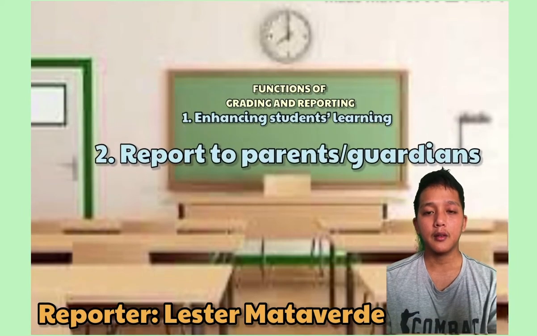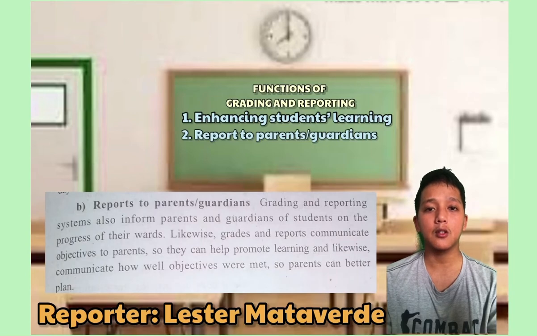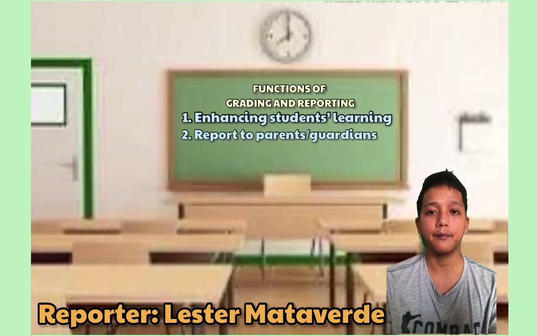The second one, reports to parents or guardians. Grading and reporting systems also inform parents or guardians of students on the progress of their children. Likewise, grades and reports communicate objectives to parents so they can help promote learning in their children, and also communicate how well objectives are made and met by these children.